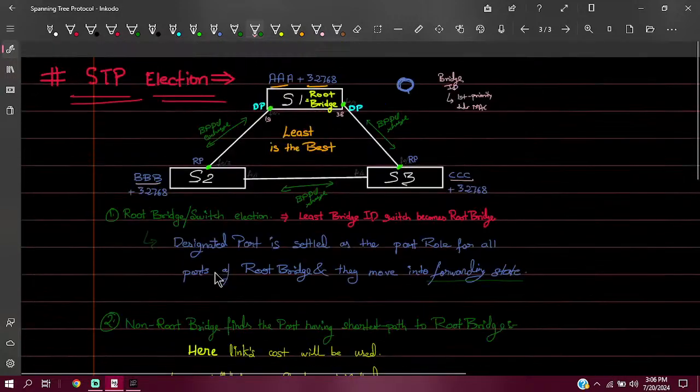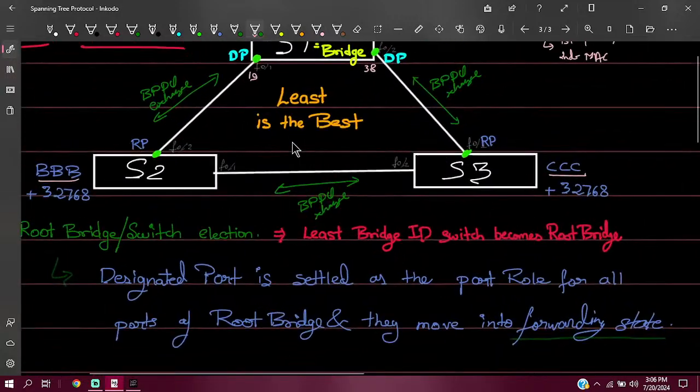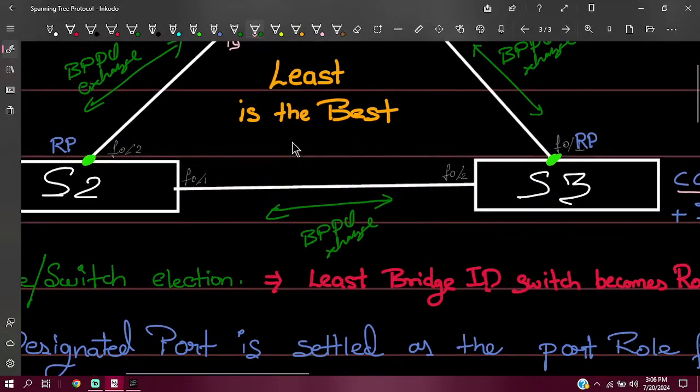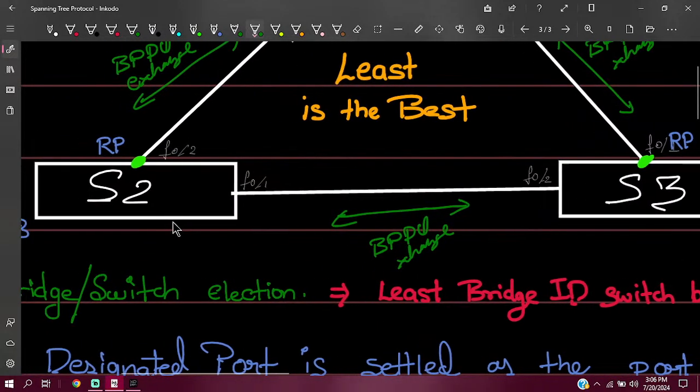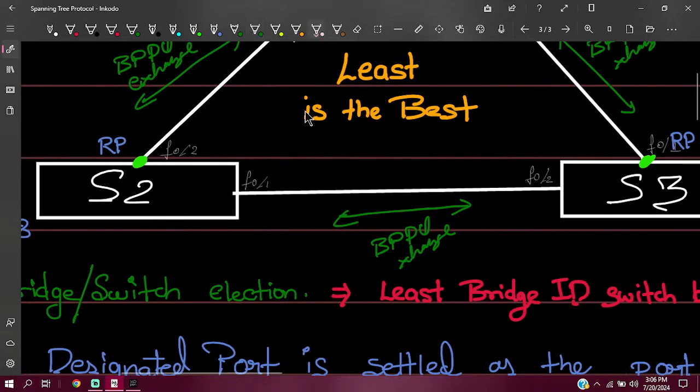So now what happened is the entire topology is summarized, and now we are ending up with just this individual link between switch 2 and switch 3. That means either 0/1 of switch 2 or 0/2 of switch 3. Either of these two ports is going to get into the blocking state. How will we identify that? For that, again, we will exchange the BPDUs.